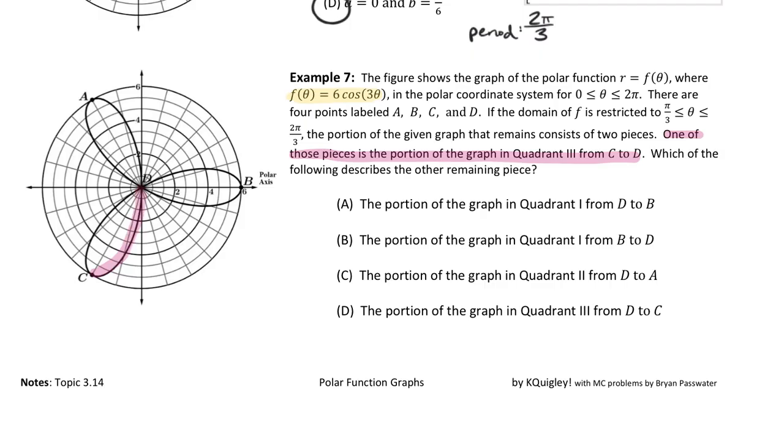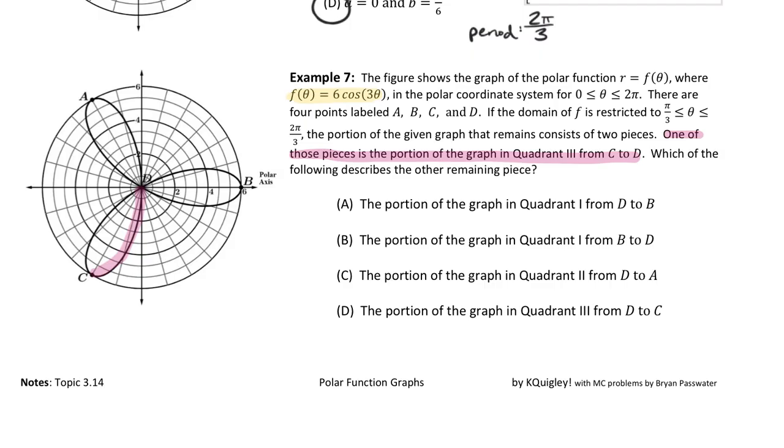Question before I go on, why would I not be talking about this other part of this petal? Yes, because why? We're doing this, yes? Is there any way I could go from C to D this direction if I'm going counterclockwise? No. So we know it's the C to D portion that follows a counterclockwise rotation. Okay, which of the following describes the other remaining piece is the question. We need to figure out what's happening at this interval.